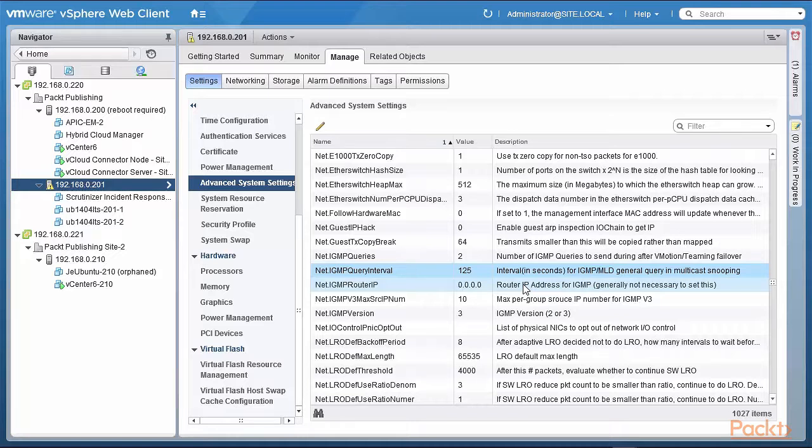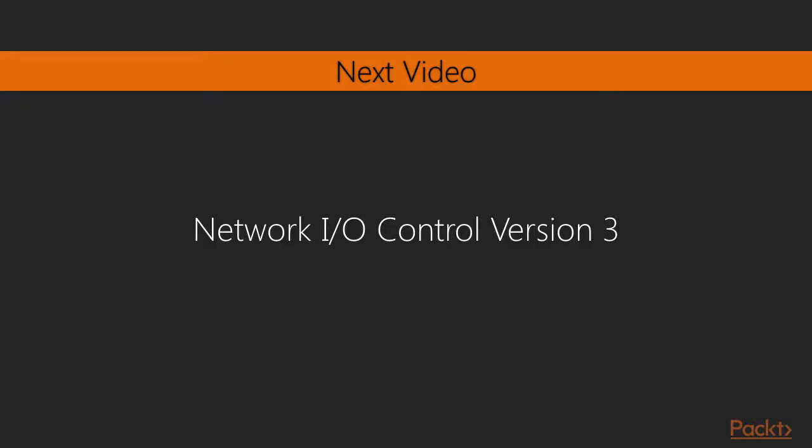Let's see what we have next in store for us. The next video will be about Network I/O Control version 3, a very, very sophisticated and elegant way of managing the amount of traffic and the bandwidth that is allocated to different streams that are traversing your vSphere distributed switch.